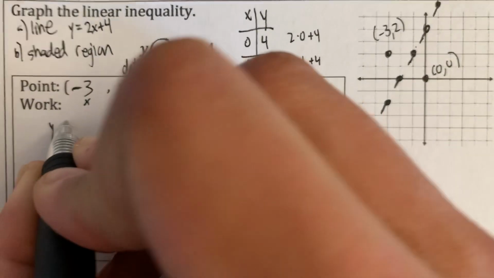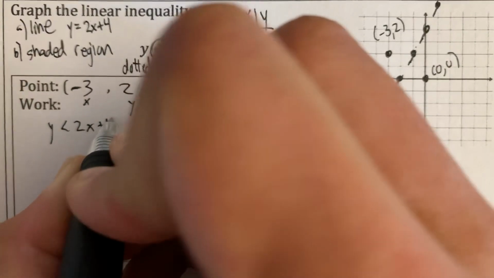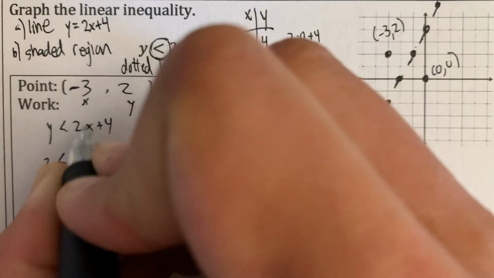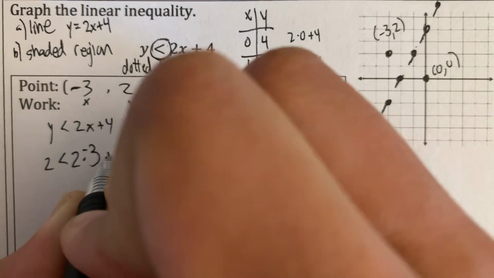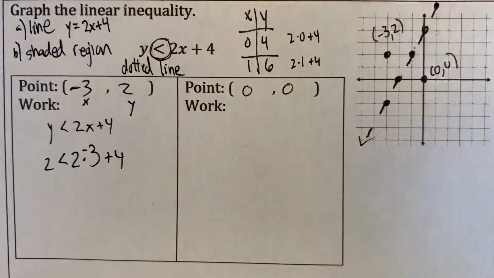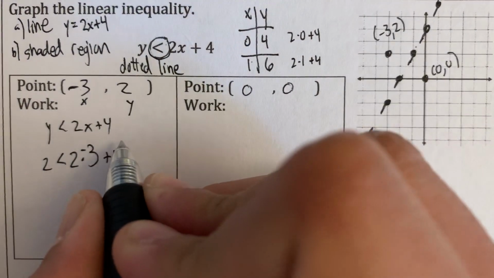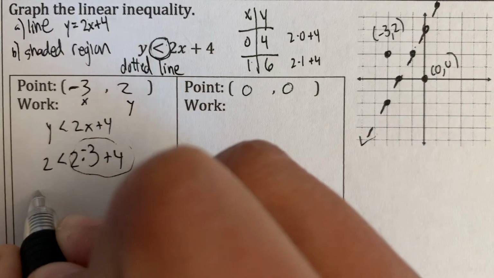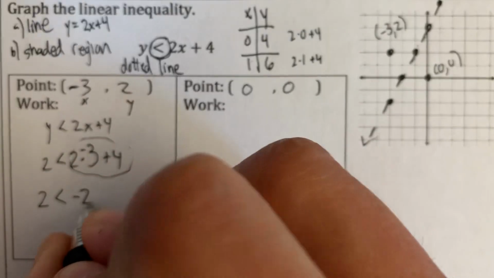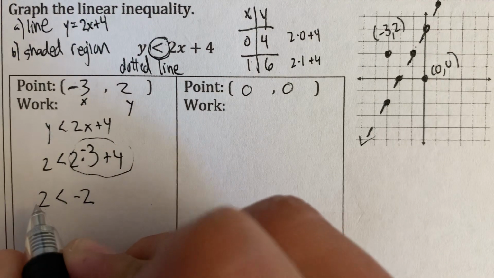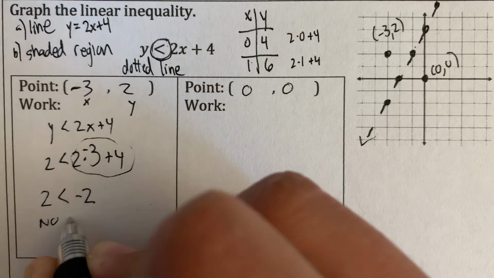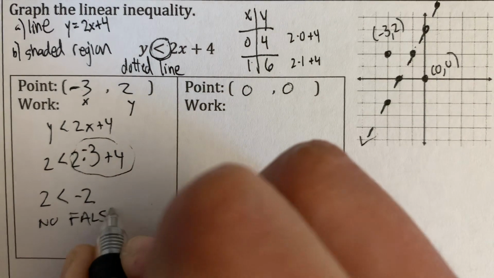For our inequality y is less than 2x plus 4, we plug the 2 into the y. The x becomes -3, plus 4. And then just like when we check solutions to our systems of equations, we put this in the calculator. We get 2 is less than, this becomes -6 plus 4, which is -2. So we think, is 2 less than -2? No, this is false. This is incorrect.